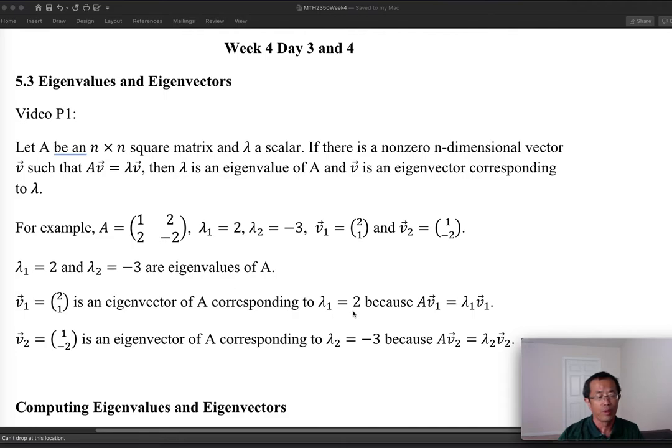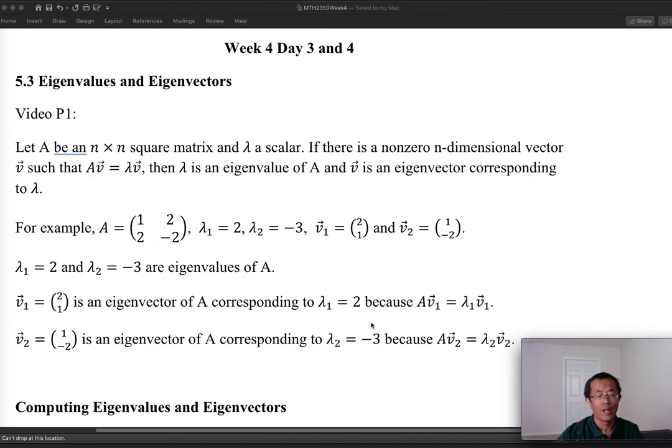And similarly, I hope you take your time, do a verification, do a matrix multiplication to see if you are convinced this is true. A times v2 is the same as lambda 2 times v2. So accordingly, we say lambda 2, negative 3, is also an eigenvalue. And this vector 1 and negative 2 is an eigenvector corresponding to this eigenvalue negative 3.